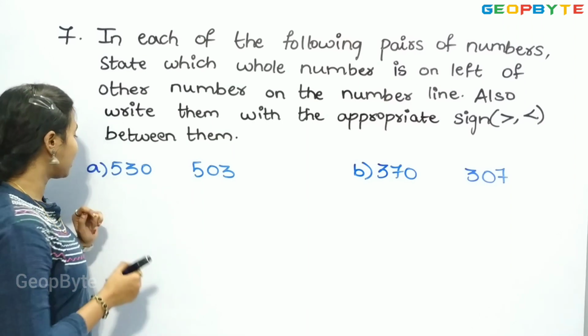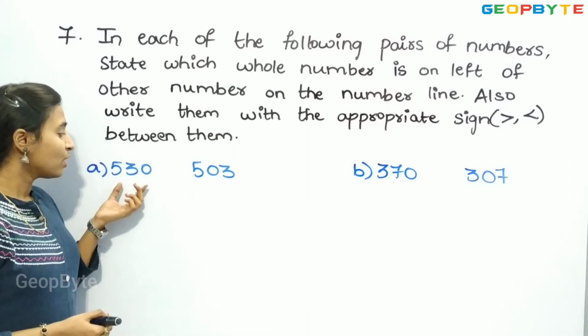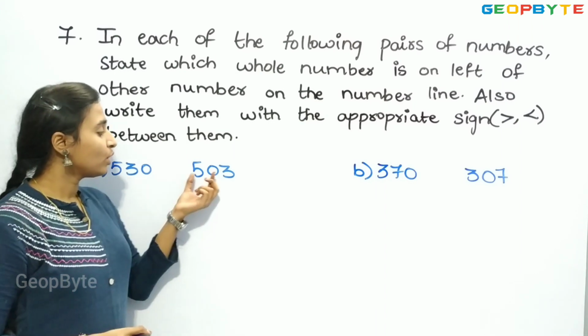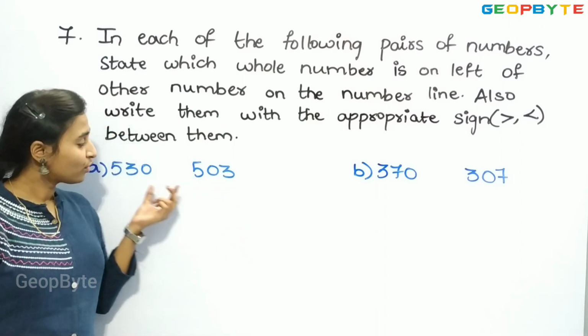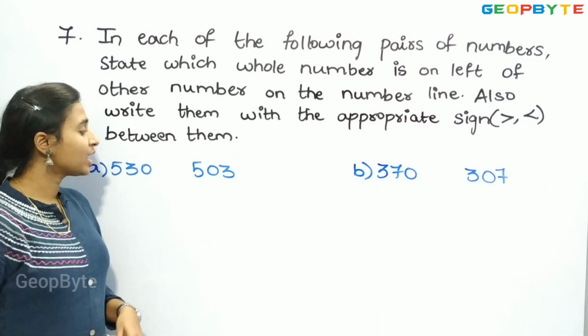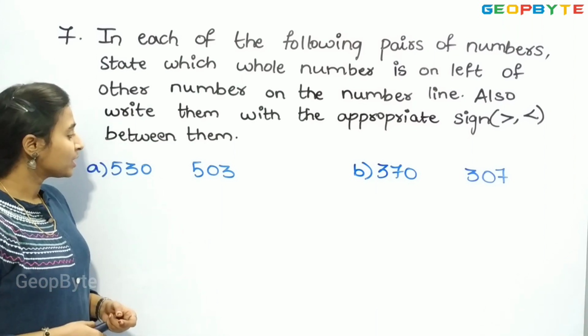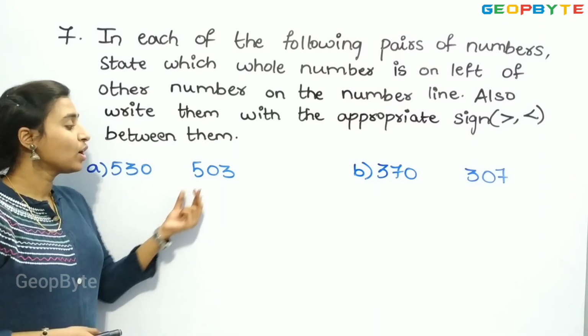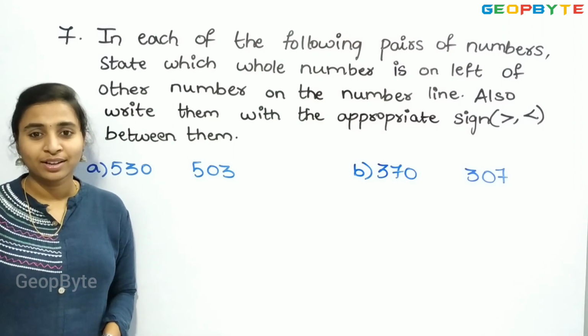First, let us see the first one. We have 530 and 503. Now you say, see, 530 is the bigger one or 503 is the bigger one?